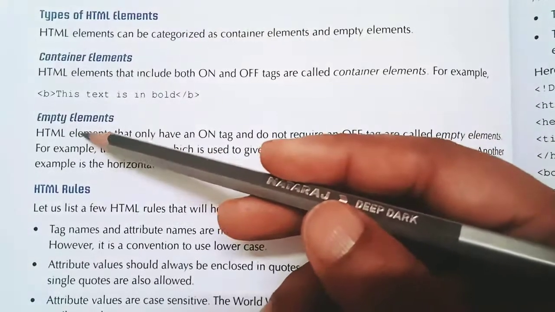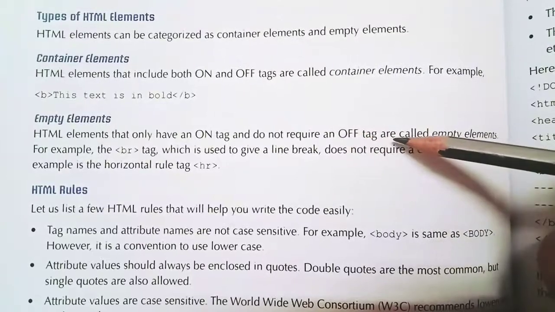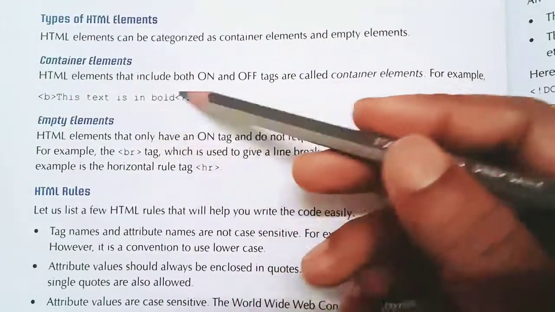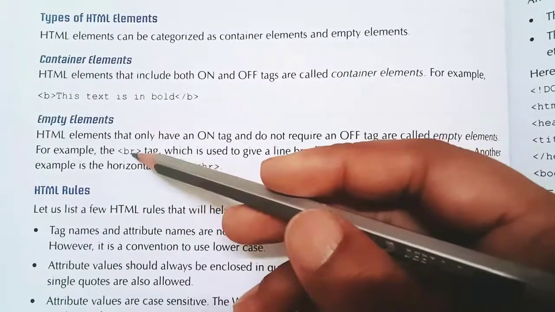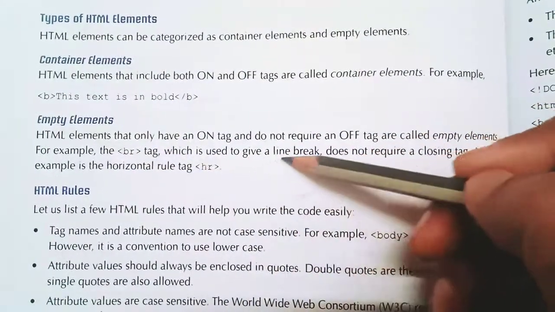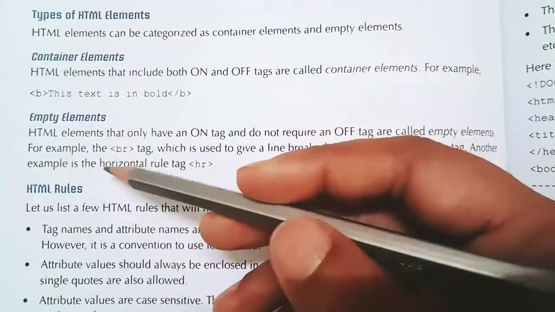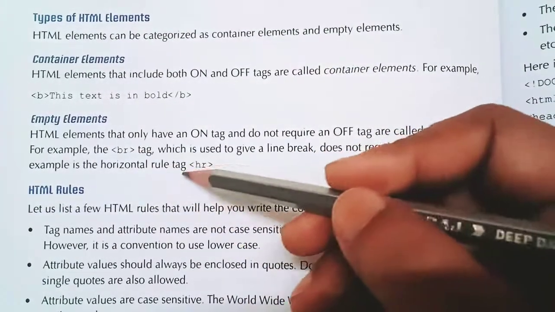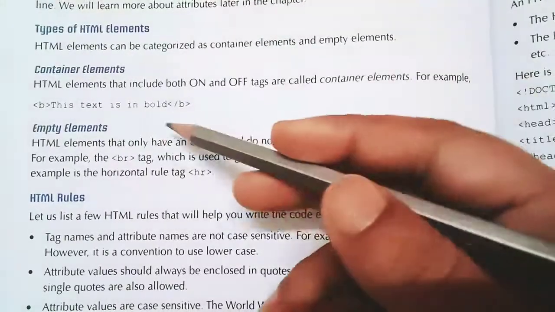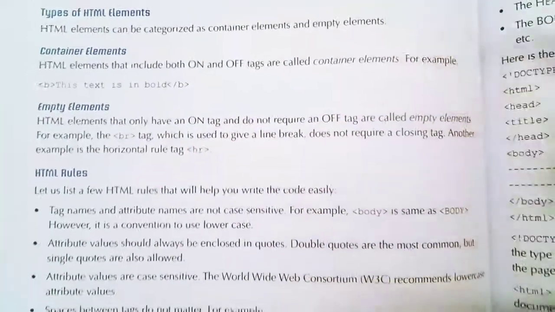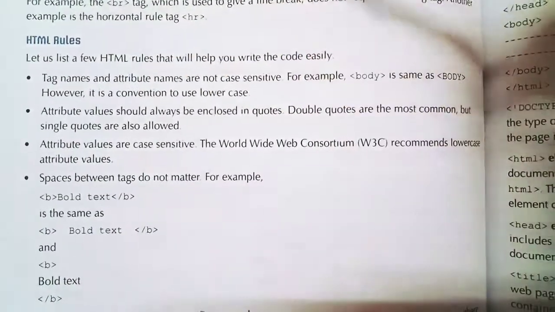Empty elements next. HTML elements that only have an on tag and do not require an off tag. Only the starting tag will be there, not the ending, and they are called empty elements. For example, the BR tag, which is used to give a line break, does not require a closing tag. Another example is the horizontal rule tag, HR tag. They do not require any closing tag, so they are called empty elements. Understood?